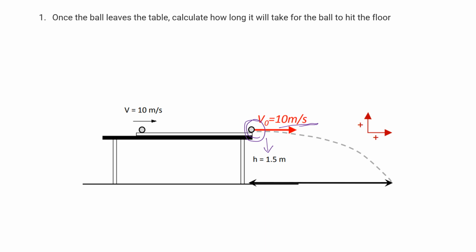So as it starts coming downward, it will accelerate because of the force of gravity, and at the same time it will also continue moving in the forward direction because of the horizontal velocity. So the question says calculate how long it will take for the ball to hit the floor. So if we have to calculate the time it takes to reach the ground, we will be able to calculate it using the equations from kinematics.